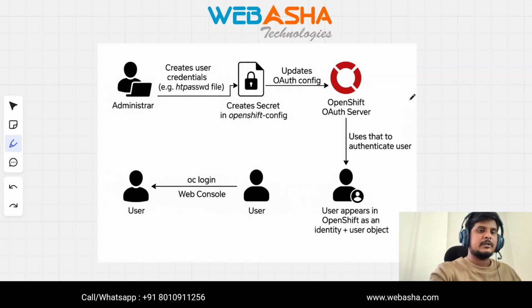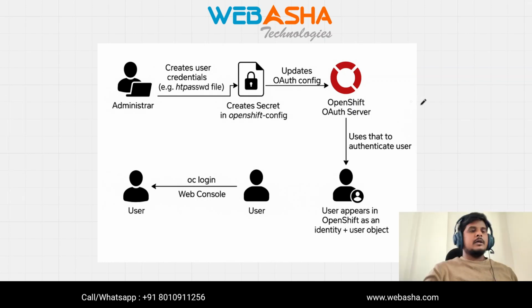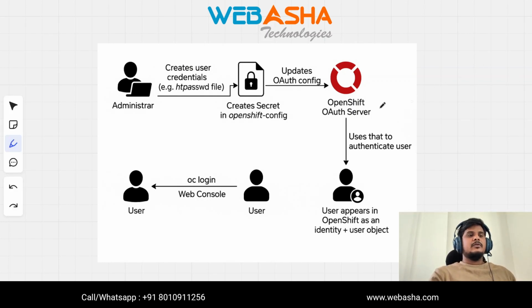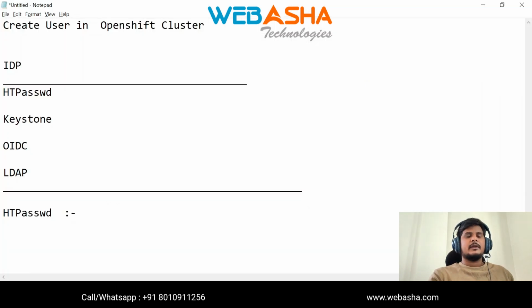Now jumping to the next point, I need to update my OpenShift authentication. Like okay, you have a new secret with new users and all those things, and I need to add them. So here we mentioned that there are multiple providers like htpasswd, Keystone, OIDC. In OpenShift clusters, you can add more than one identity provider at the same time.